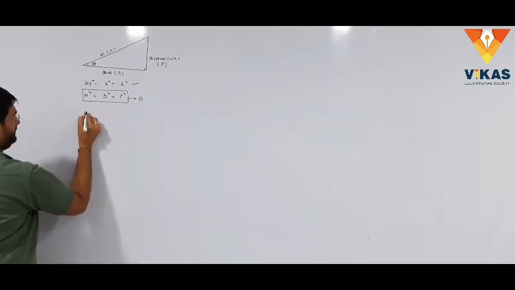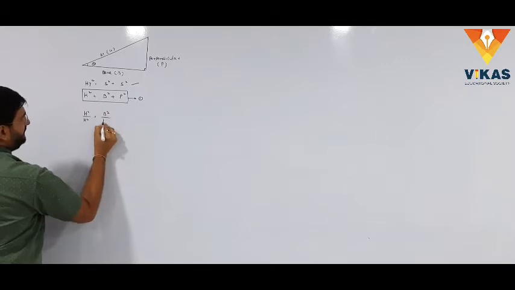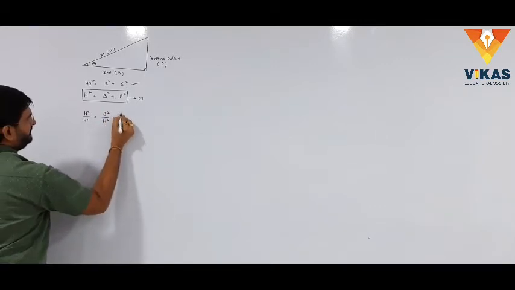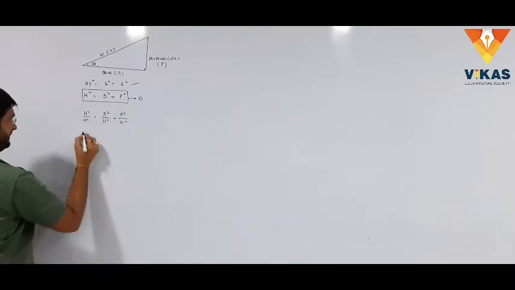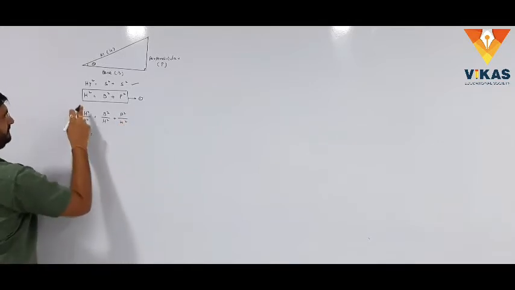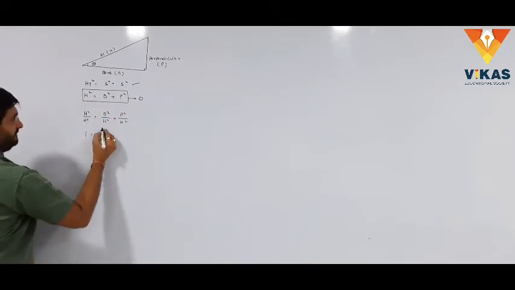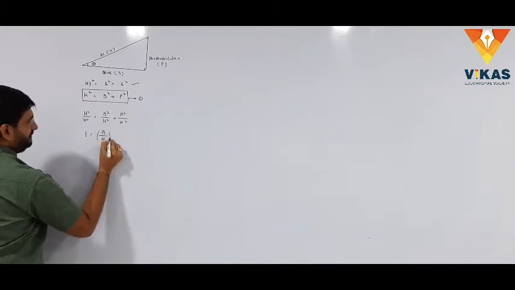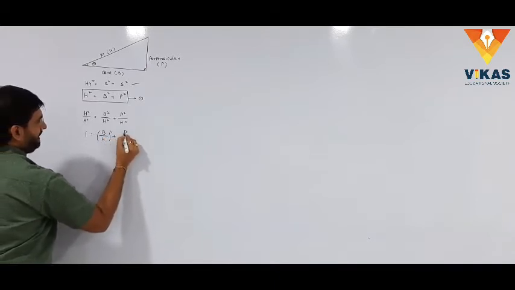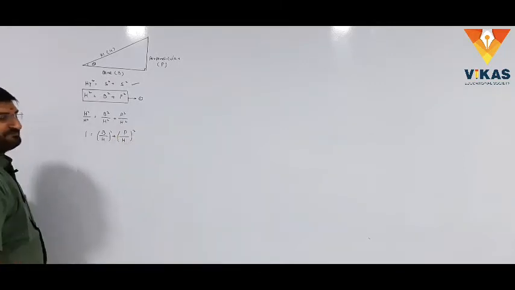Simply h square by h square equal to b square by h square plus p square by h square. Simply this is equal to 1. Divide h square on both sides simply like this. This is b by h whole square. This is p by h whole square.